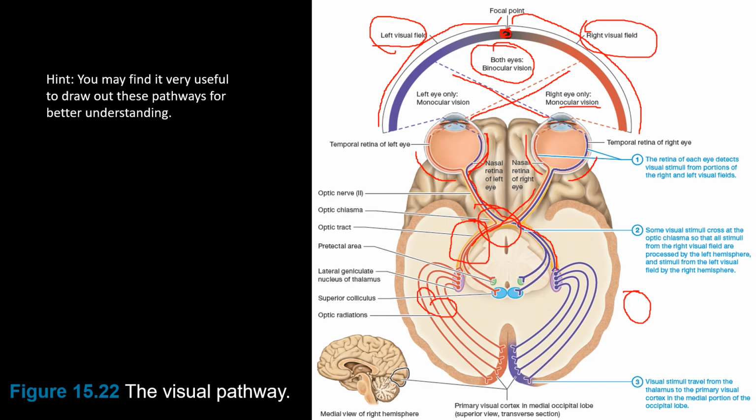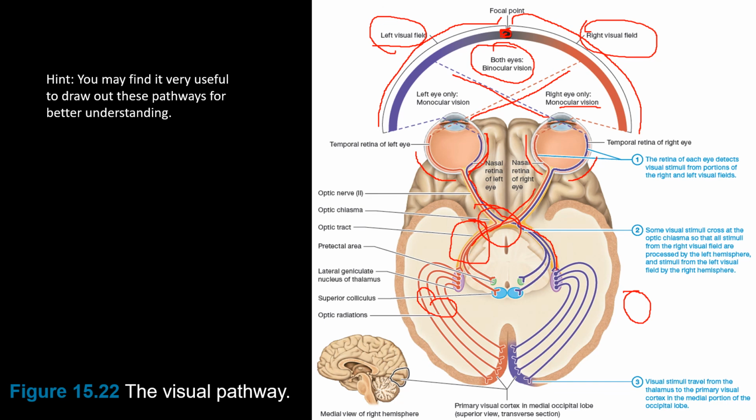Most axons in the optic tracts terminate in the lateral geniculate nucleus in the thalamus. So they go into the thalamus and terminate there, although 10% terminate in the superior colliculus or the pretectal area, both in the midbrain. And so once that visual stimulus has been taken to the thalamus, it's going to go from the thalamus to the primary visual cortex in the medial portion of the occipital lobe.